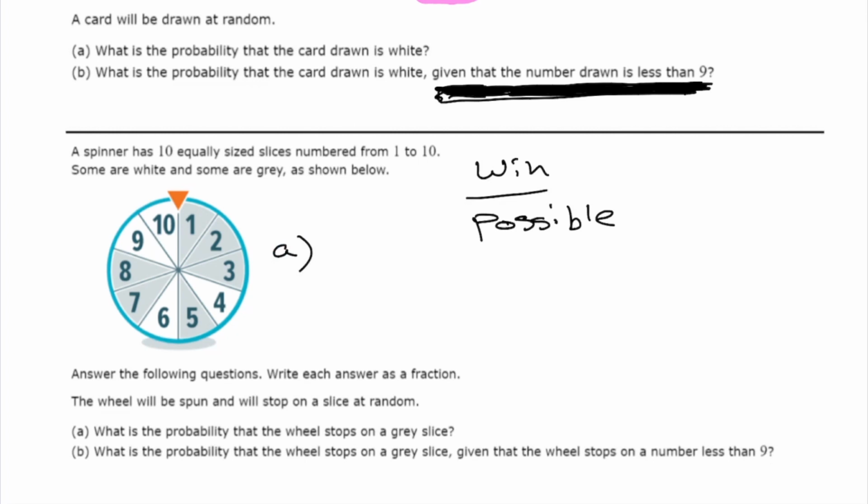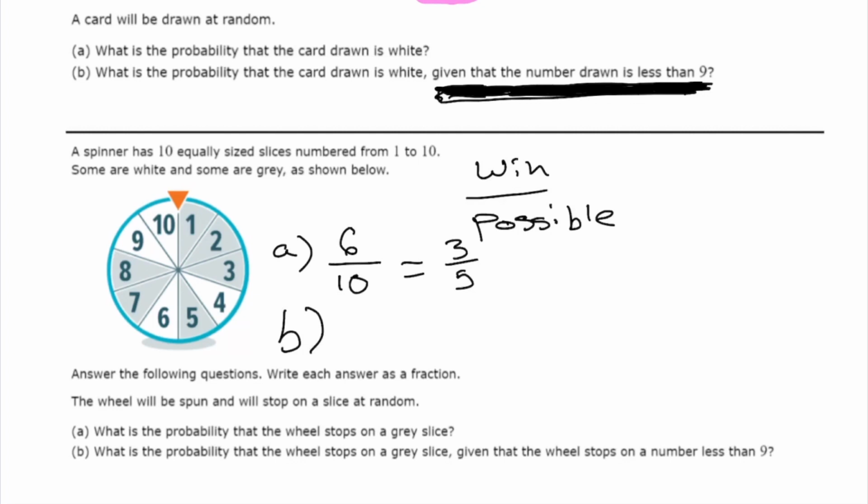For A, gray slice. Well, a win would be considered a gray one. So we have 1, 2, 3, 4, 5, 6 gray slices. How many slices are there total? I can see 10 numbers, so there must be 10 slices. We can simplify that as well. That'll be equal to 3 over 5. And we're on to question B. Question B has a given again.